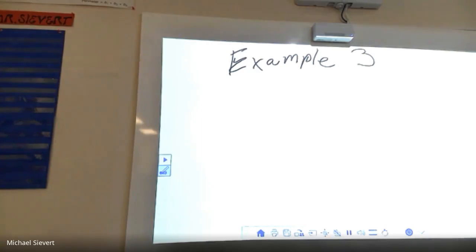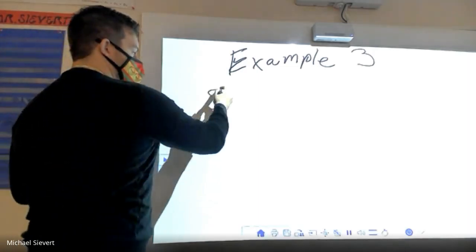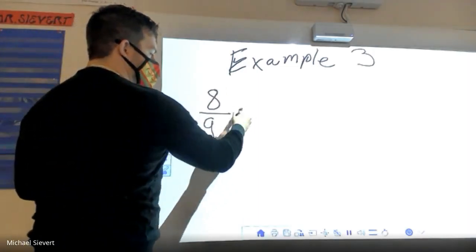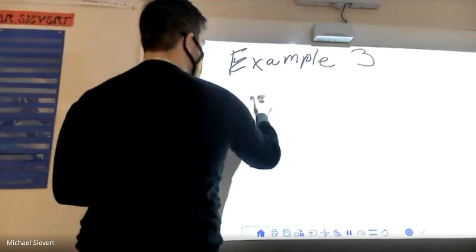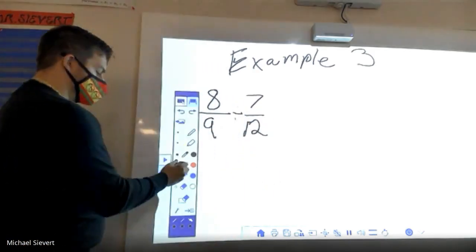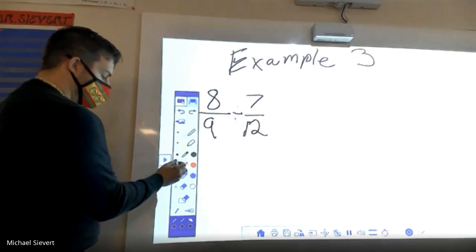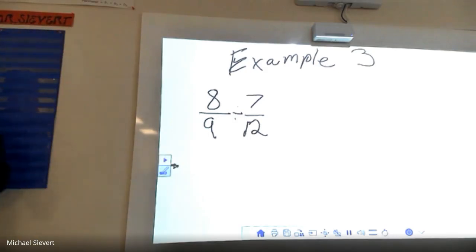For us, with fractions. Taylor, give me the first number. The first fraction. 8 over 9. Okay, divided by, Braylon. 7 over 12. Oh, this is gonna be an interesting fraction. There we go. What is the very first thing you gotta do when you're dividing fractions?